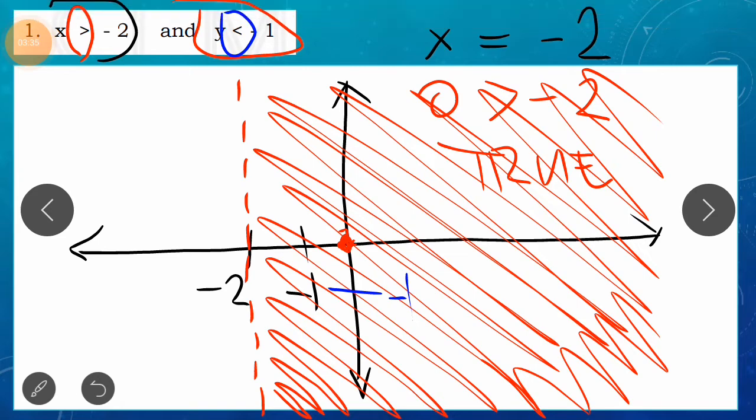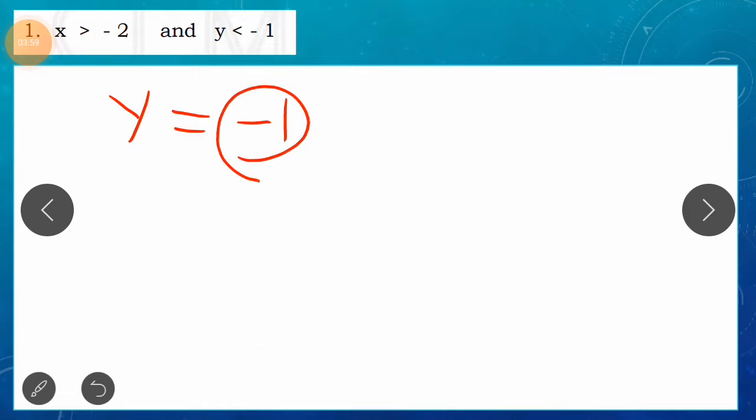Okay, we only use a solid line if the given is greater than or equal to, or less than or equal to. Since the given is just less than, we're going to use a broken line that passes through -1 of y. Okay, then let's test a point. Let's use (0, 0) again. So x will be equal to 0, y will be equal to 0. So your inequality will be 0 is less than -1. This is false, right?